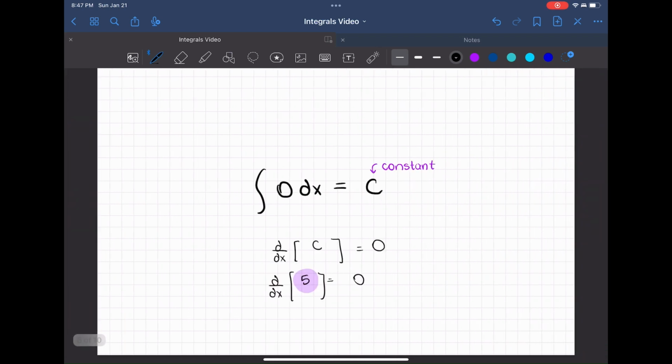So let's go over some rules. First of all, the integral of 0 is just going to be a constant. Okay, that makes sense, you know? Now, if we take the derivative of any constant, such as 5 here, that's just going to give us 0, right? The derivative of 7, 12, 13, that's all going to be 0.